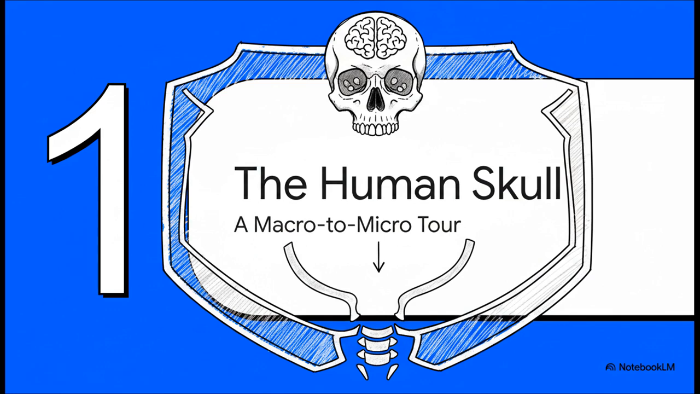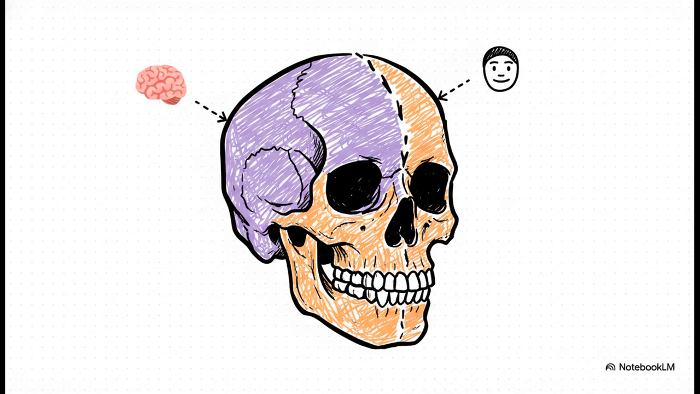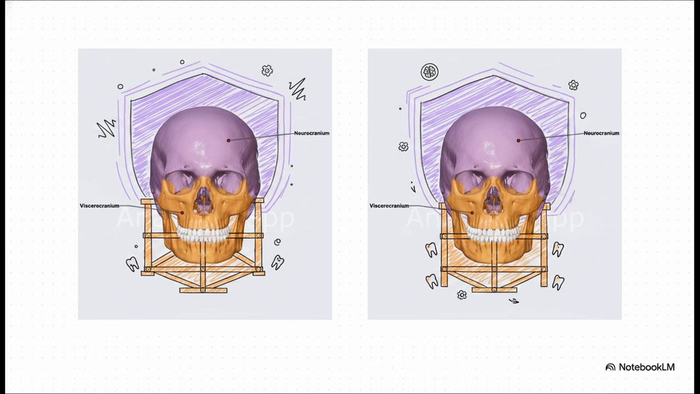Meet the human skull, a macro to micro tour. So, at the highest level, the primary function of your skull is to act as the ultimate biological armor, right? It provides crucial protection for your brain and sensory organs. To really understand how those 22 bones pull this off, anatomists divide them into two massive functional groups. On one side, we have the neurocranium, which is basically a heavily armored brain case that protects your mind. And on the flip side, we have the viscerocranium, which is the facial skeleton that forms your features and gives you your unique face. Visually, these two zones anchor together perfectly.